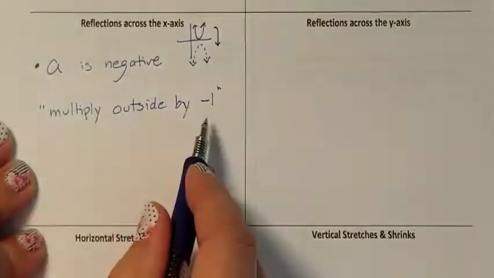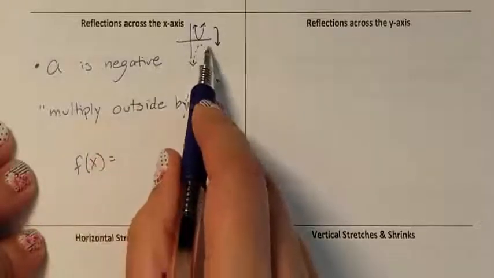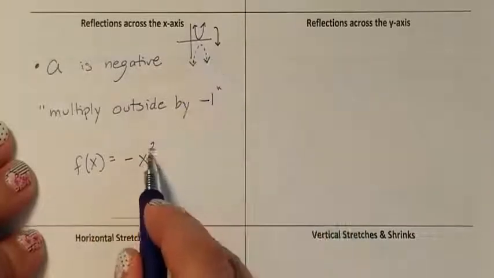So if I were to do this, I have my function f of x. If I wanted to reflect it, I now have a negative x squared, because now I'm down here and I'm a quadratic function.